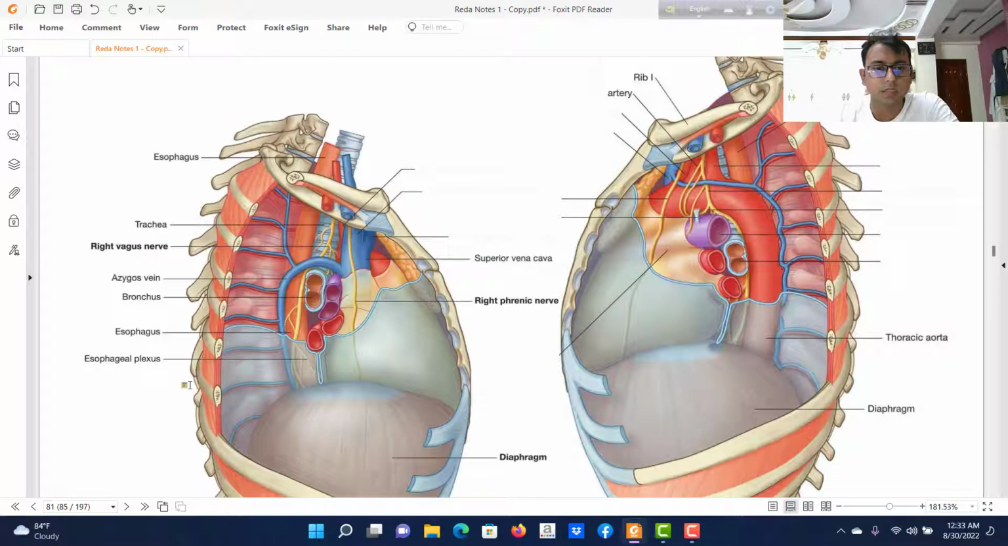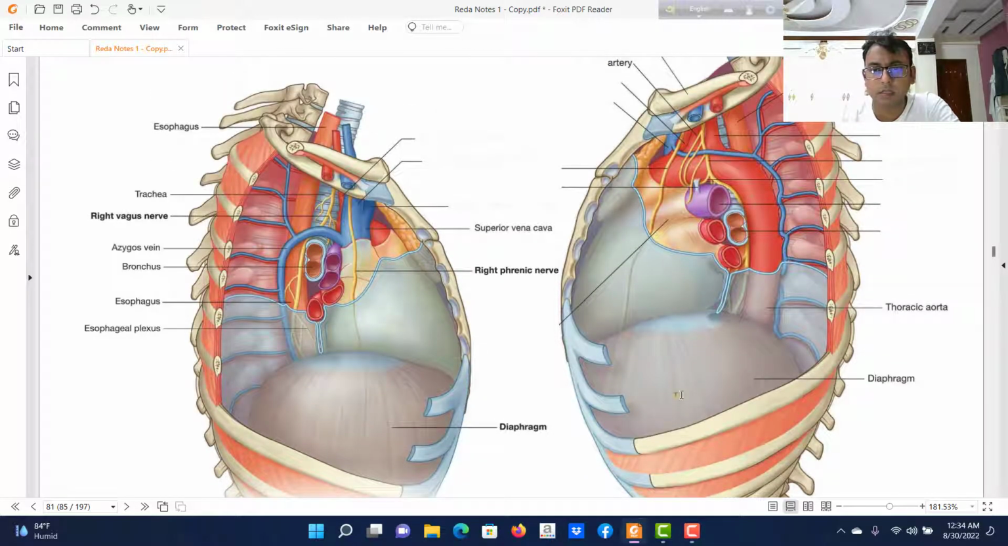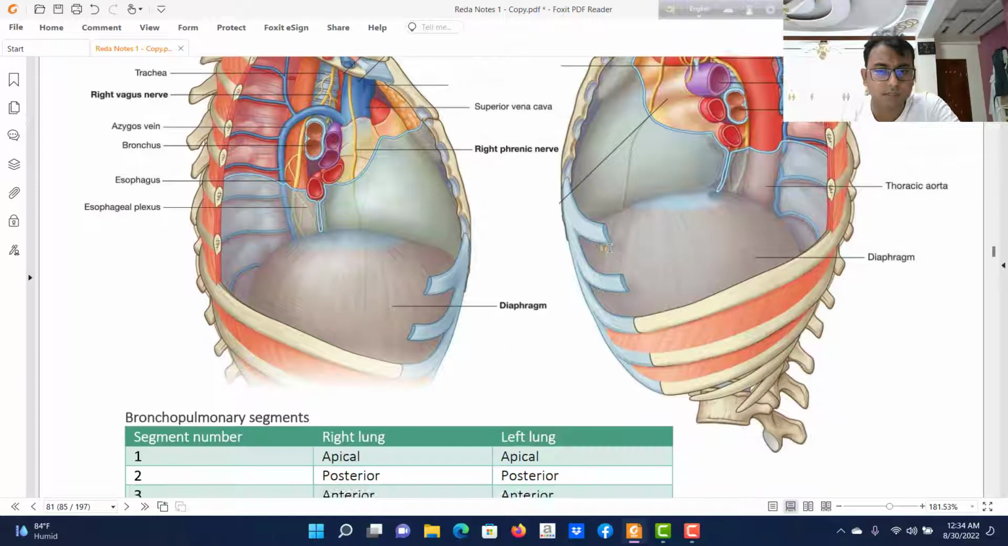So this is the mediastinal surface, that is, if a lung is removed, then what is seen? This is the right side. You can see the azygos vein, the principal bronchus, and the pulmonary veins and arteries. In the left side, you can see the cardiac area along with the two pulmonary veins, the pulmonary artery and the bronchus.